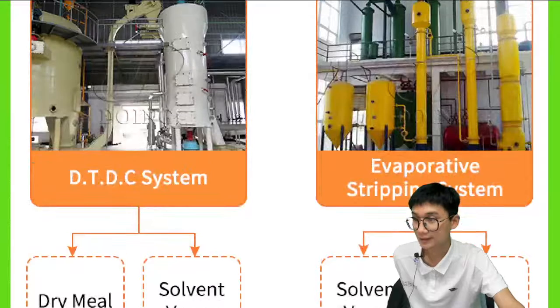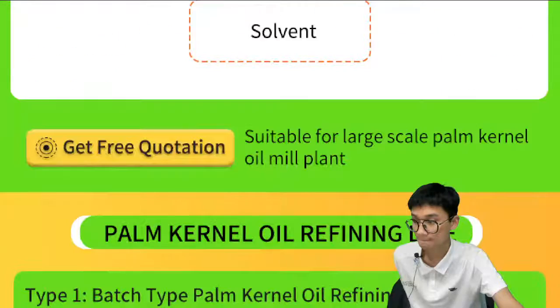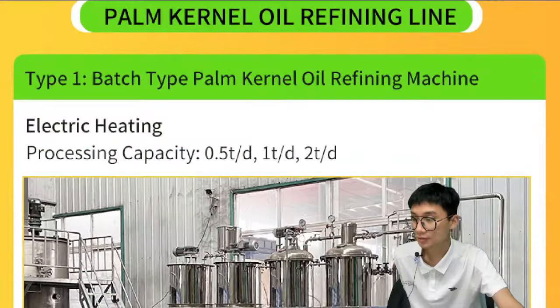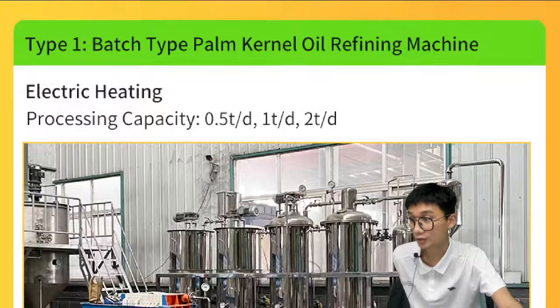And this is also what we do for the solvent extraction way. And also this one, it is our palm kernel oil refining plant, because no matter by which way, the solvent extraction way or the pressed way, the oil that we got is like crude oil, not the edible oil. So we have to do that.